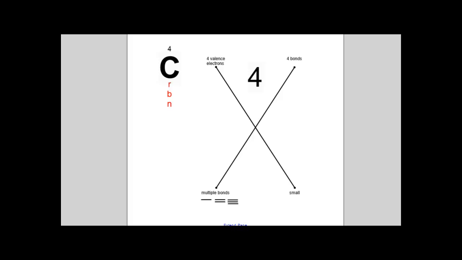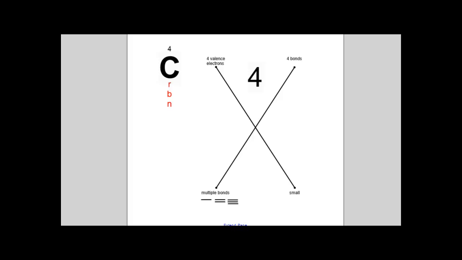All living things are made of carbon. In other words, the major element that makes up all living things is carbon. And for that reason, all living things are called organic. Organic means it's made of carbon. Why is carbon the element of life?